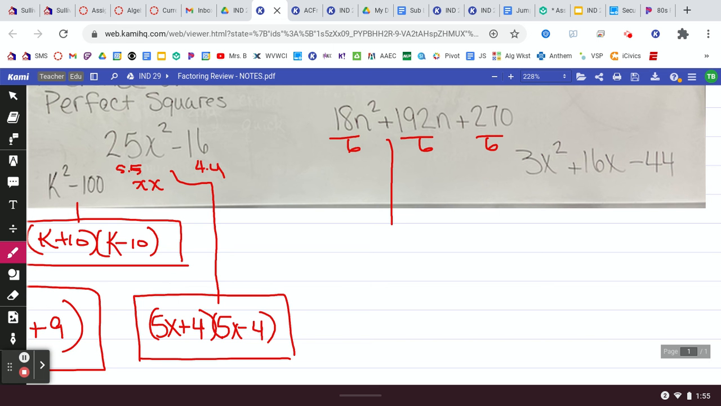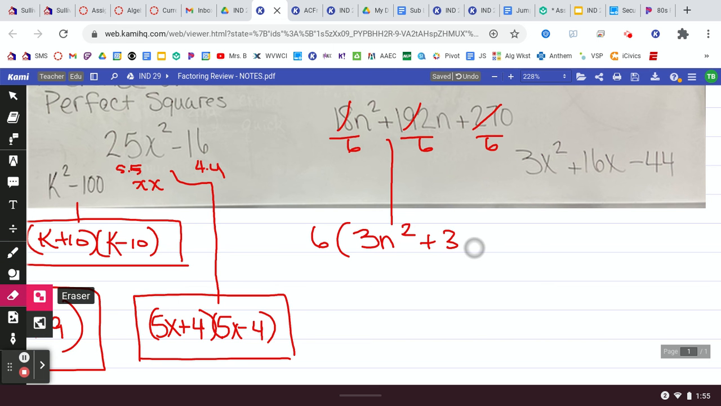And what that's going to do is it's going to give us lower numbers to work with. So we pull the 6 out front, and when we do that, we divide every one of these numbers by 6 to give us lower numbers. So we would have 3n squared plus, what did I say that was? 192 divided by 6, 32. 32n. And then 270 divided by 6 was 45. So plus 45. Now what we've done is we've given ourselves much, much smaller numbers to work with.